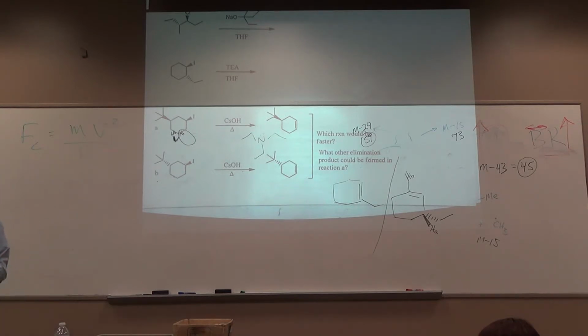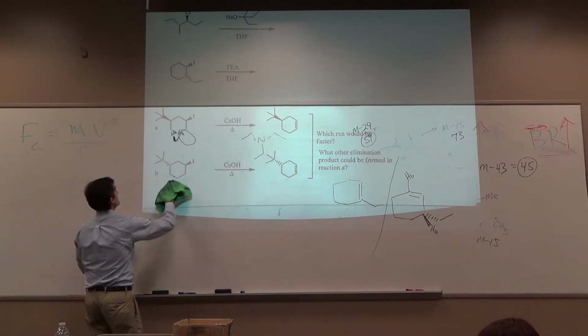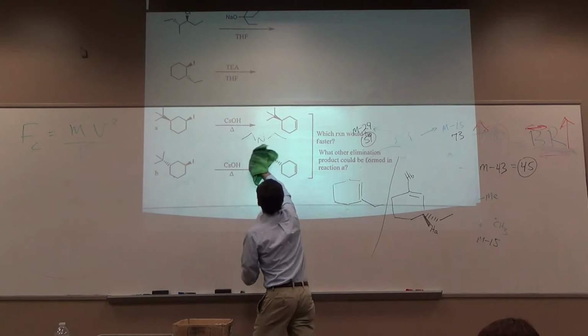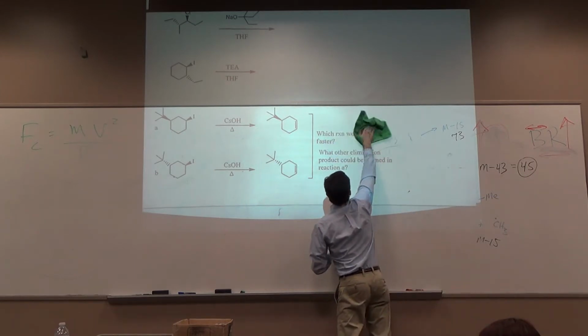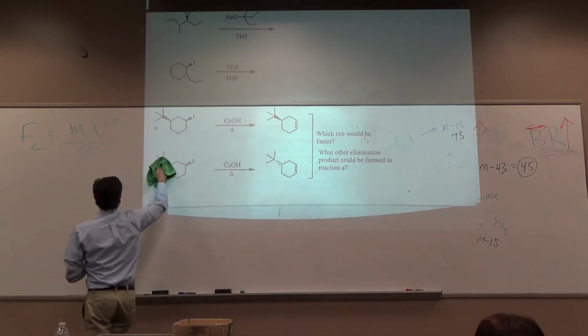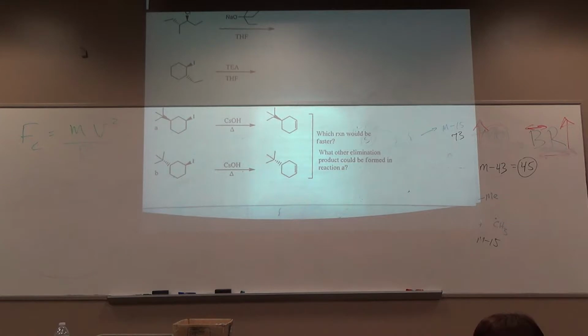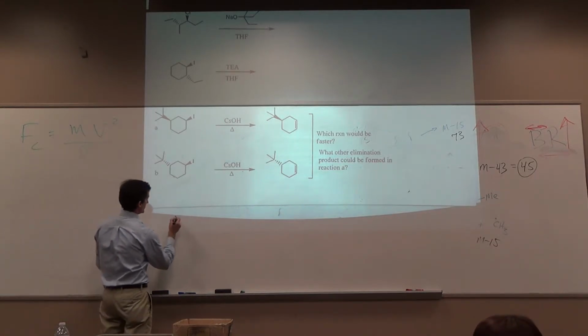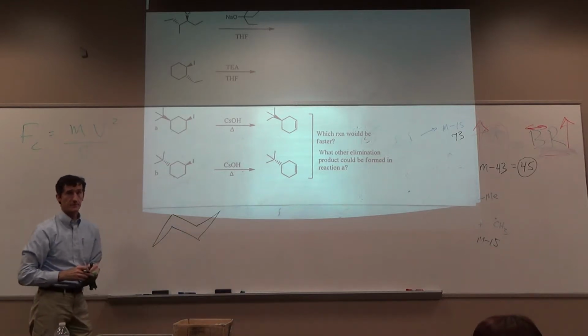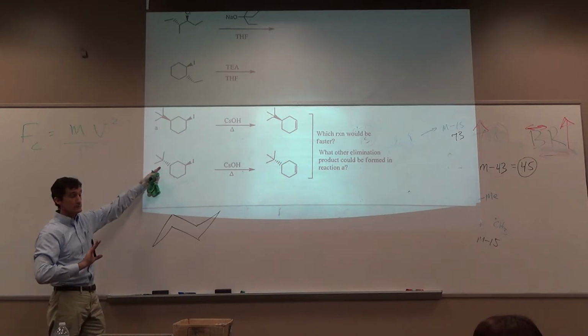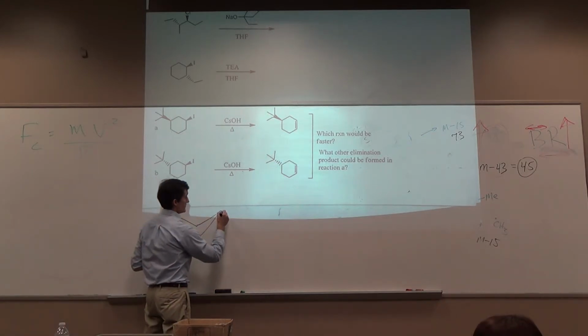Which compound is the iodine more likely to be in the axial position? The other group is a big tert-butyl group. Which position is the tert-butyl going to prefer? Equatorial. Let's draw this here. Tert-butyl is one of your bigger groups. It's going to be like, hey, I want to be equatorial. That's it. Forget about it. Let's put it equatorial.